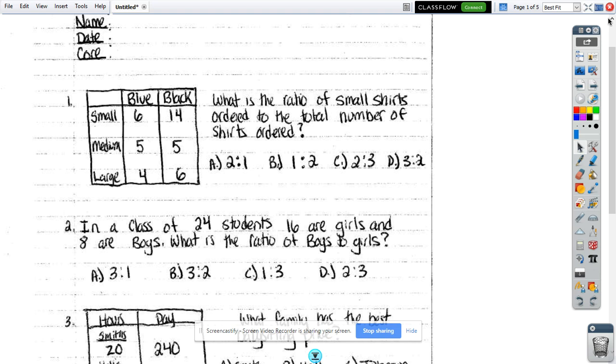Go ahead and look at this worksheet. This is the worksheet that we're going to be doing preparing for the test that's on Friday. The test will be on ratios, rates, percents, and unit rate. And there will be a few questions on each. You'll need to work on this to be able to study for the test.